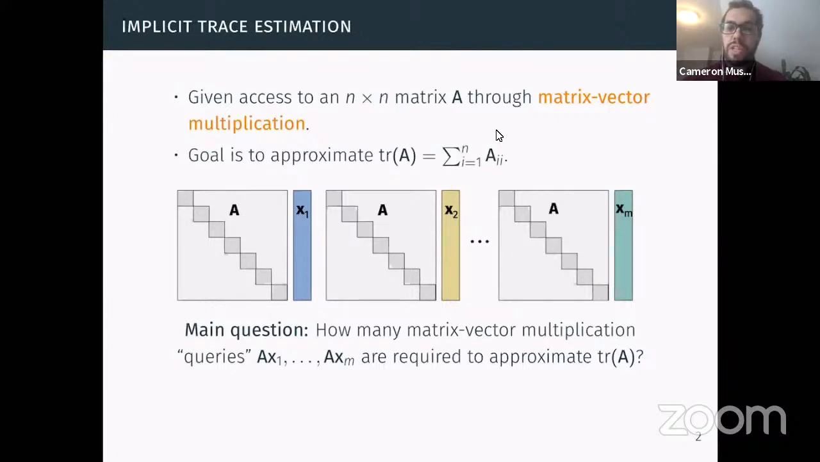And the big question in implicit trace estimation is, what's the computational cost, which in this case boils down to how many matrix vector multiplication queries, how many vectors of the form Ax1, Ax2, up to Axm, are required to get a good approximation to the trace of the matrix.